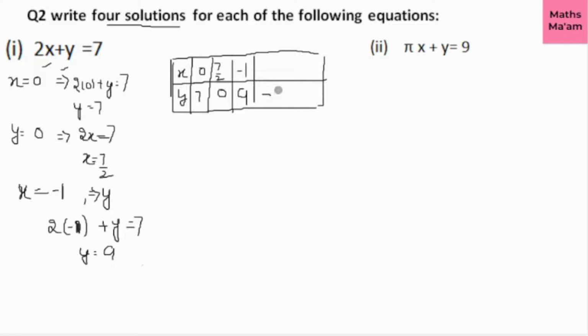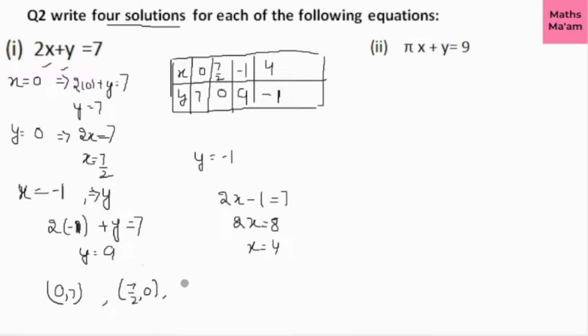And if y is minus 1, then what would be the value of x? If y is equal to minus 1, then we put here 2x minus 1 is equal to 7. This minus 1 will go this side. 2x is equal to 8 and x is equal to 4. So like this we have to find. So these are the 4 solutions of this equation. We can write the 4 solutions as 0, 7, 7 by 2, 0, minus 1, 9, and the fourth one is 4, minus 1. Like this we can write.